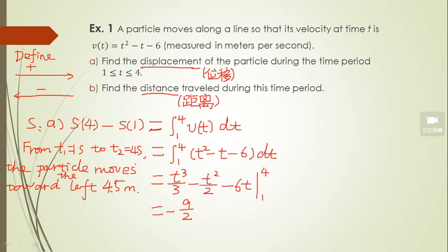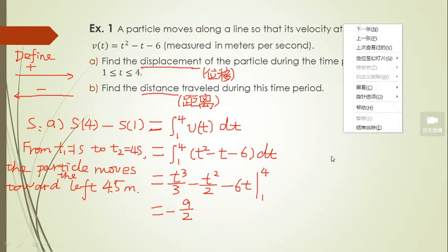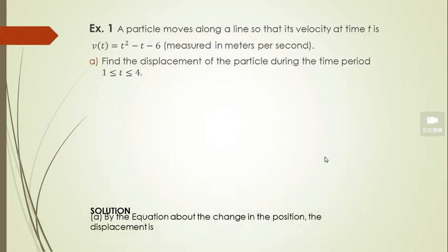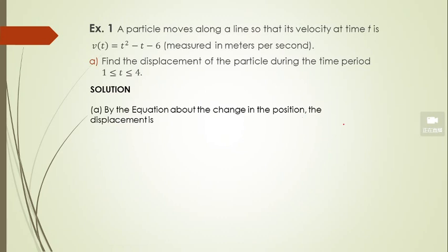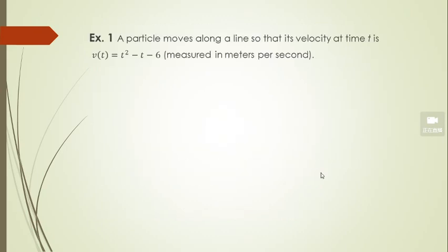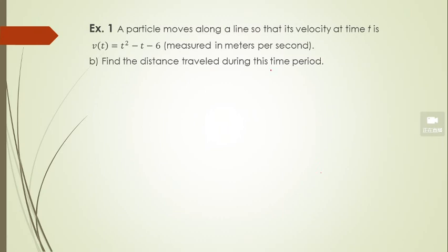Now, that is the first question, how we answered it. Now let's check the solution here. By the equation for the change in the position, the displacement can be worked out in this way. Evaluated at 1 and 4, and then you calculate the value. So this means the particle moves 4.5 meters toward the left. That is part 1. Let's check part 2. Find the distance traveled during this time period. And again, this time period is t between 1 and 4 seconds.